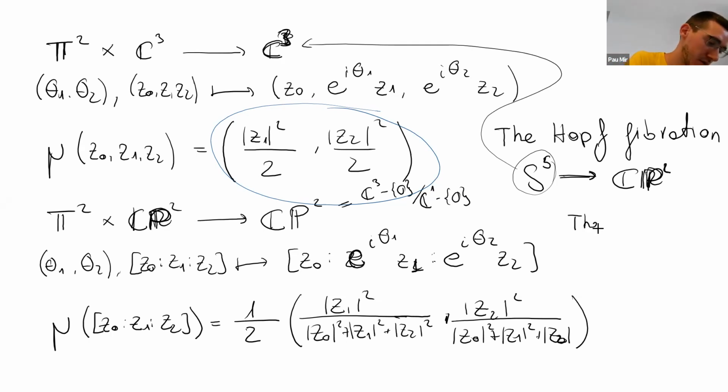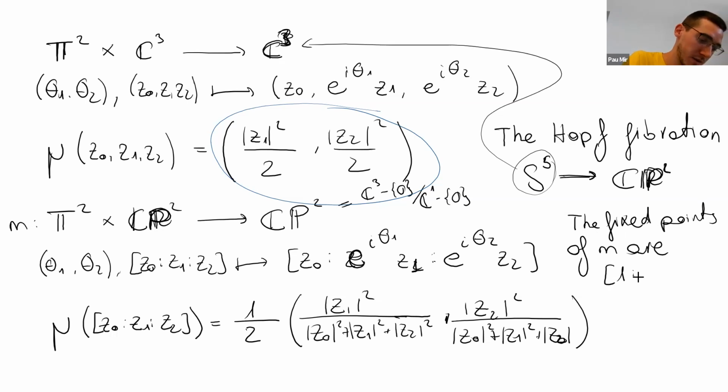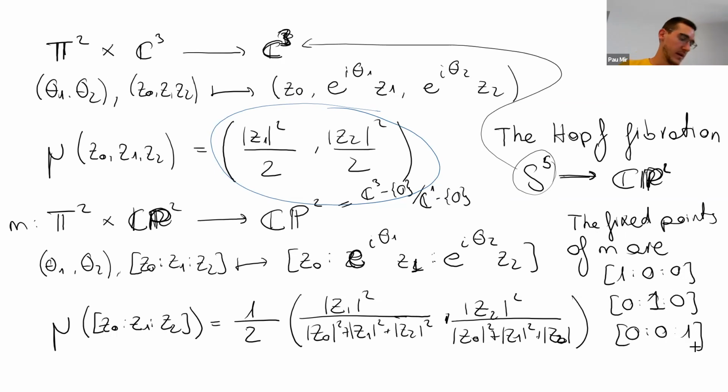The fixed points of this action, which I would call M, are, of course, (1,0,0) in homogeneous coordinates, (0,1,0), and (0,0,1). These are the fixed points of this action, and their images are, let's compute it. If we compute their images, let me do it in a new slide. The images of these three points.